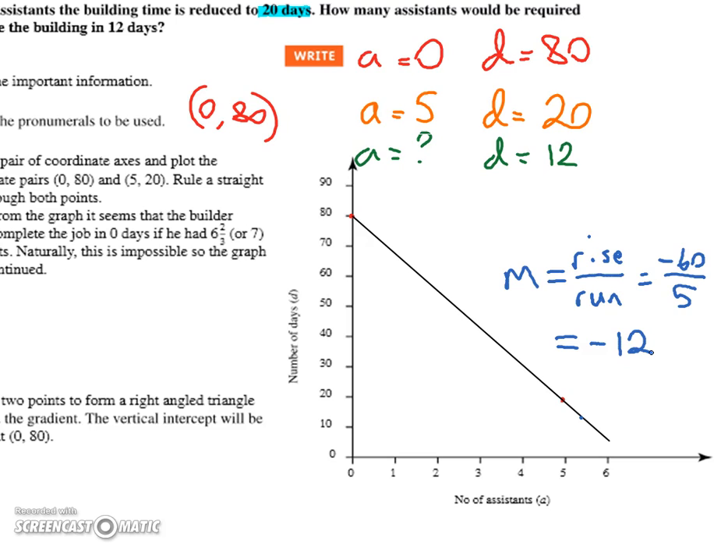Now, this is a line. So it's going to be in the format of y equals mx plus b. Well, we know what m is. What's m? Minus 12.